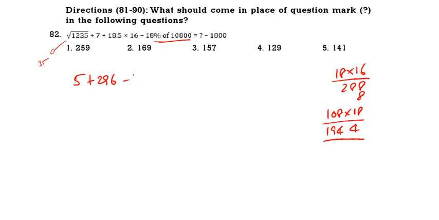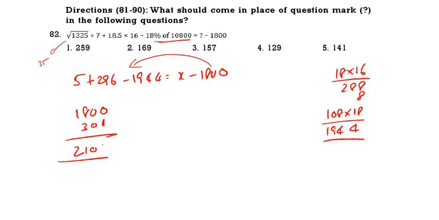That is 1944 is equal to x minus 1800. This minus 1800, if you come here, it becomes plus 1800 plus 301. That is 2101. 2101 minus 1944. So 157.